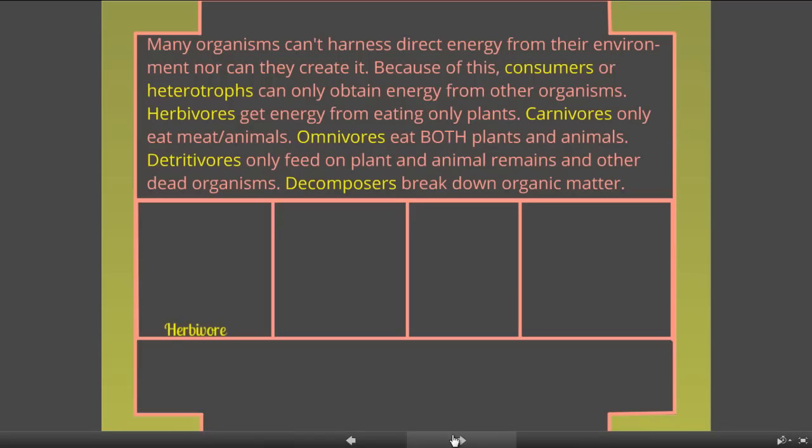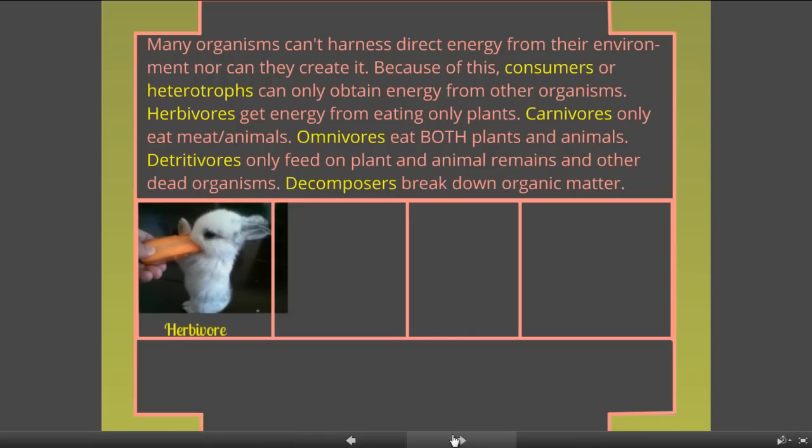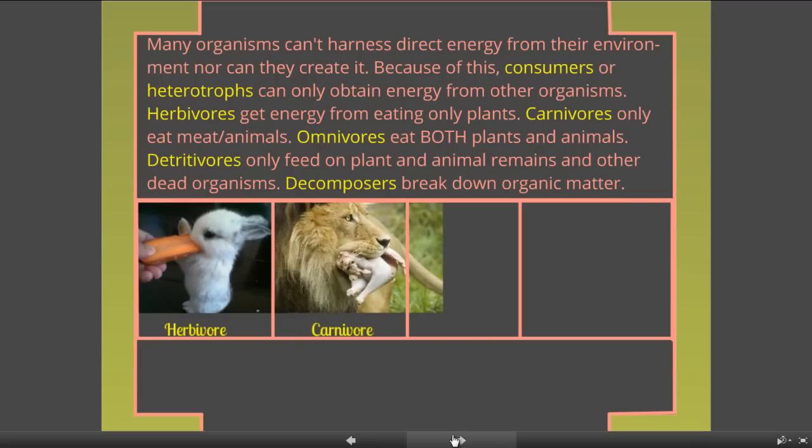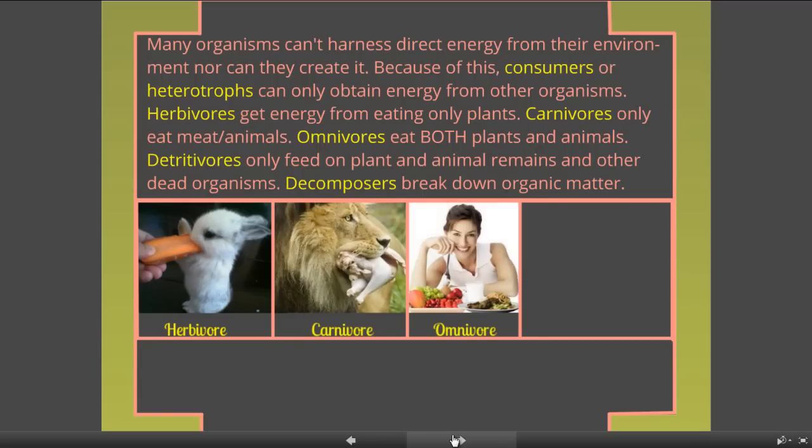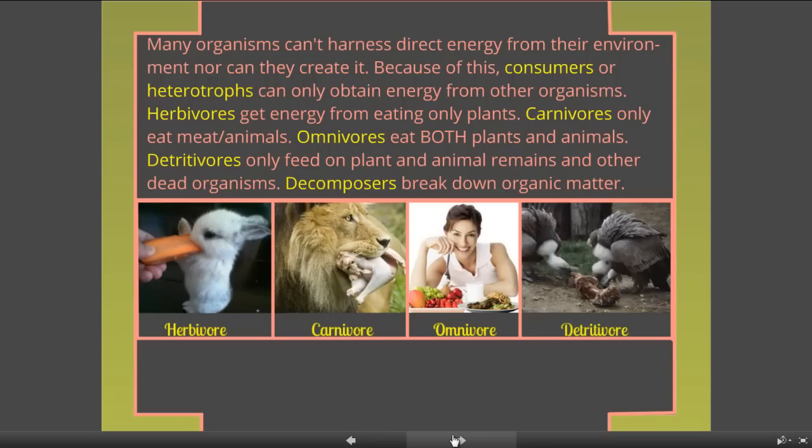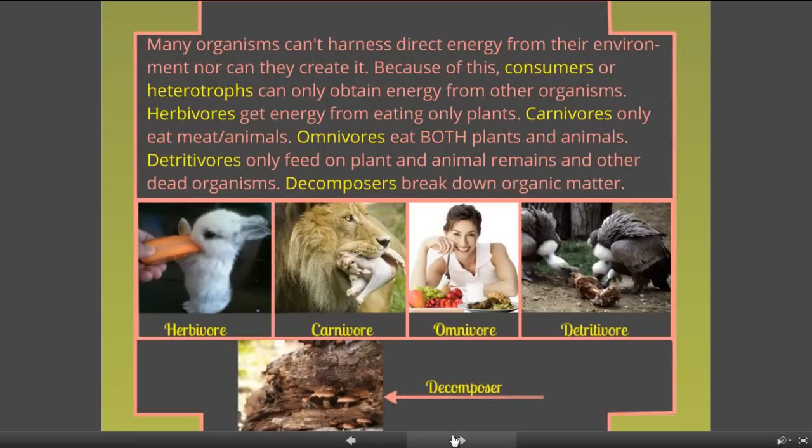The first of those is a herbivore, and herbivores simply eat plants, so the example here is a rabbit eating a carrot. A carnivore only eats other animals, like a lion. Omnivores can eat both plants and animals, like humans. Detritivores only feed upon dead material, and you have decomposers, which are used to break down organic material and are usually microorganisms. That's something you've learned about in the nitrogen and carbon cycle.